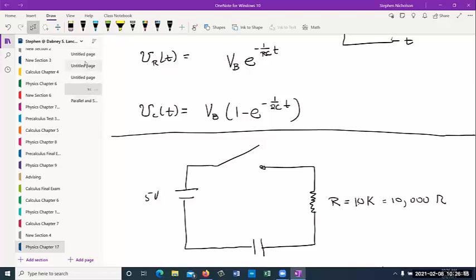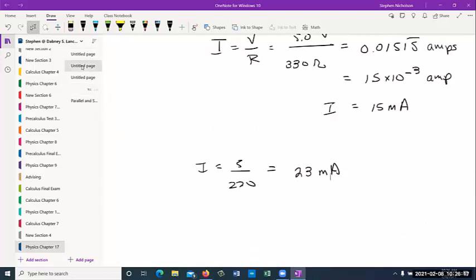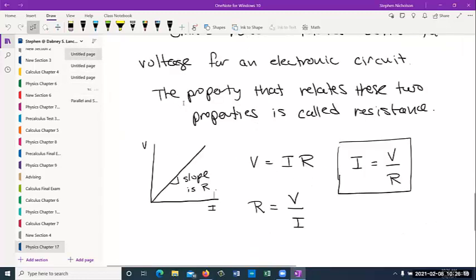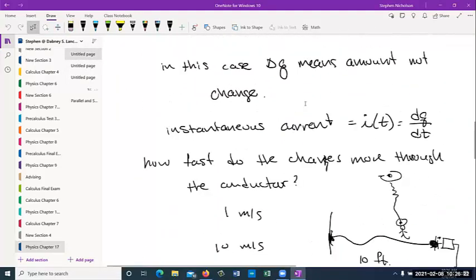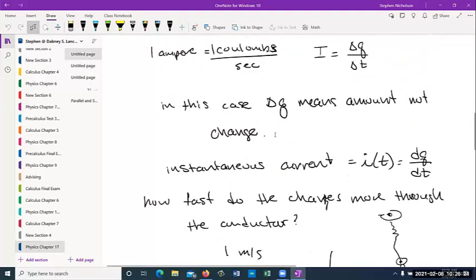So what have we talked about today? We talked about how you define current. So current is the flow of electrons per unit time, has the units of amperes.